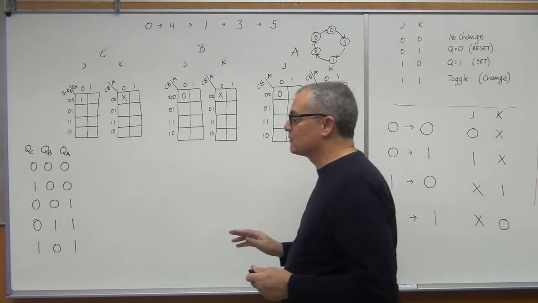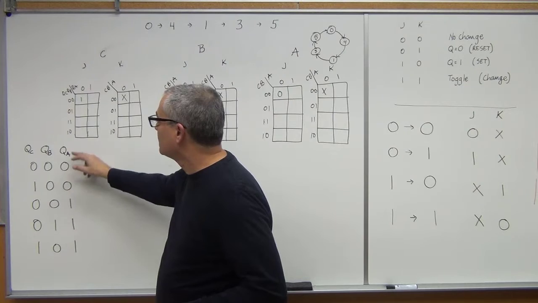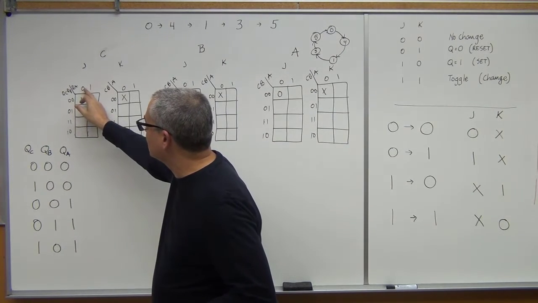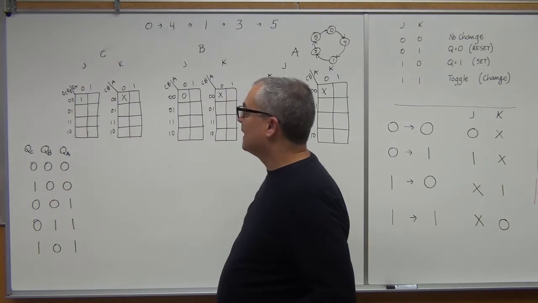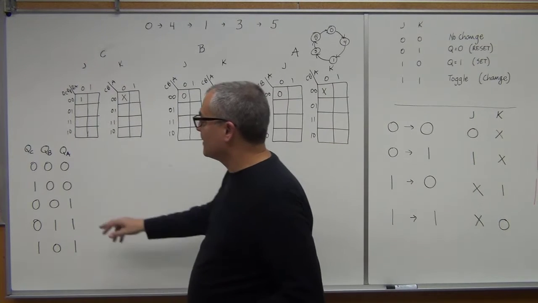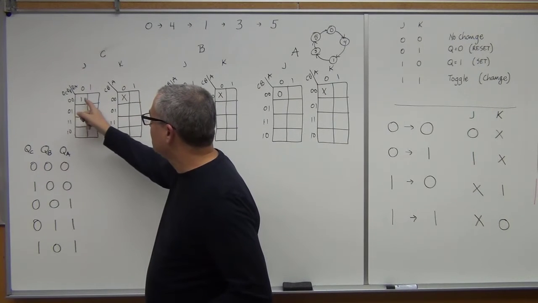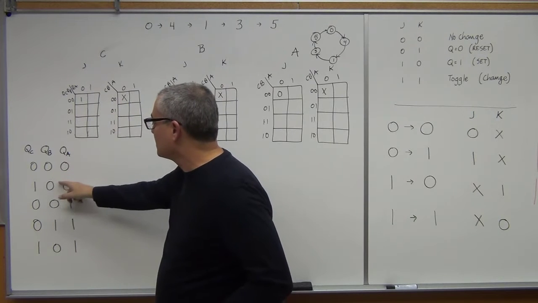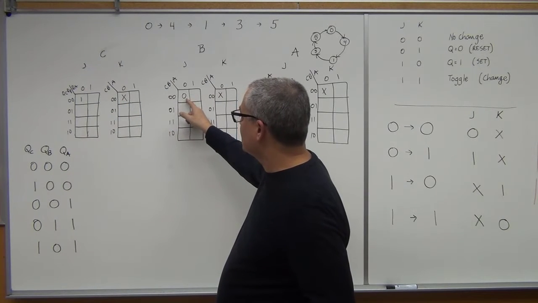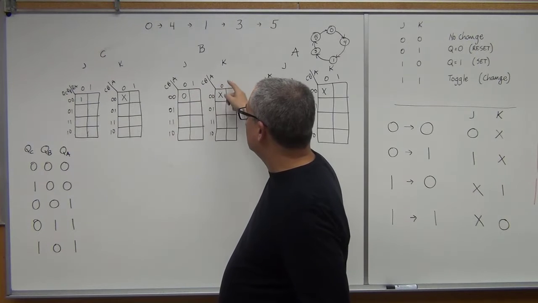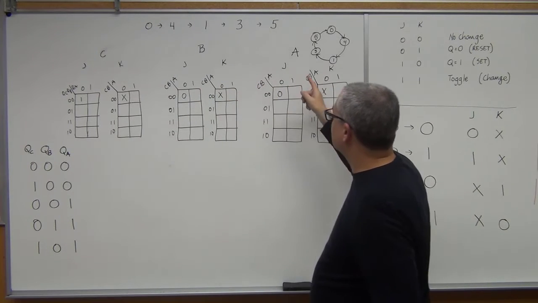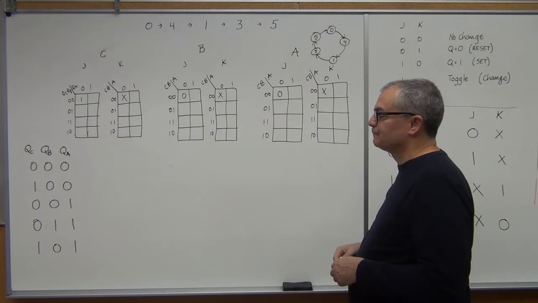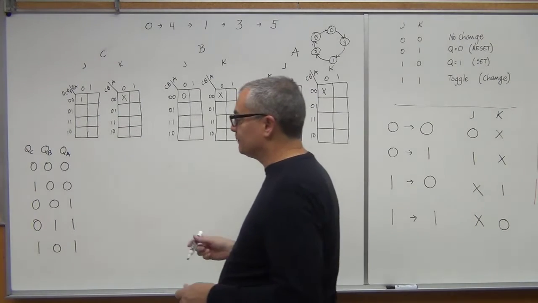So again, our first state was 0, 0, 0. So we're aiming for the 0, 0 box in the Karnaugh map. And we know that if I'm going from a 0 to a 1, J has to be 1, and it doesn't matter what K is. If I'm going from a 0 to a 0, J has to be 0, and it doesn't matter what K is. And again, same thing for here. So this one's now done.